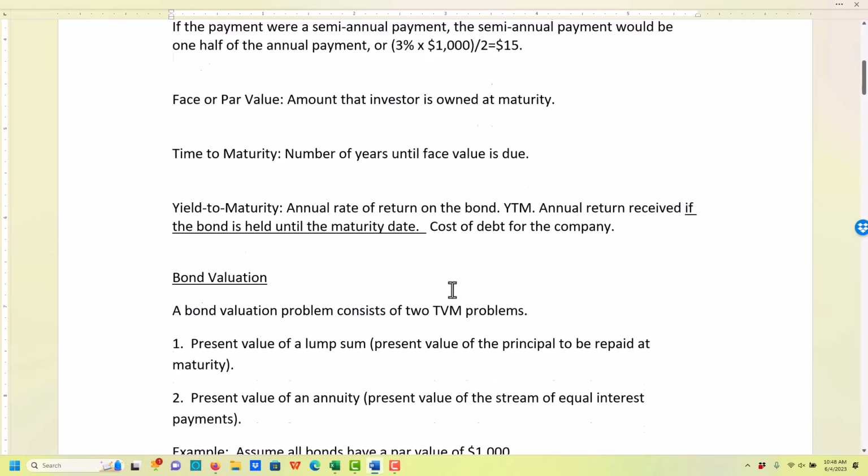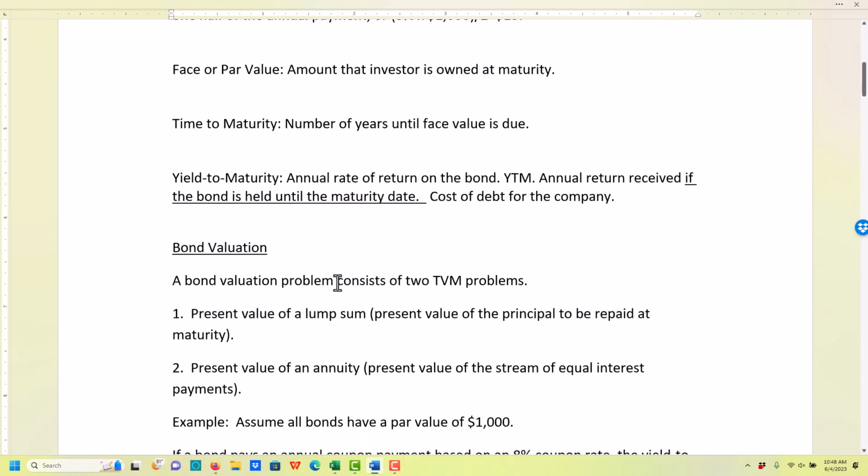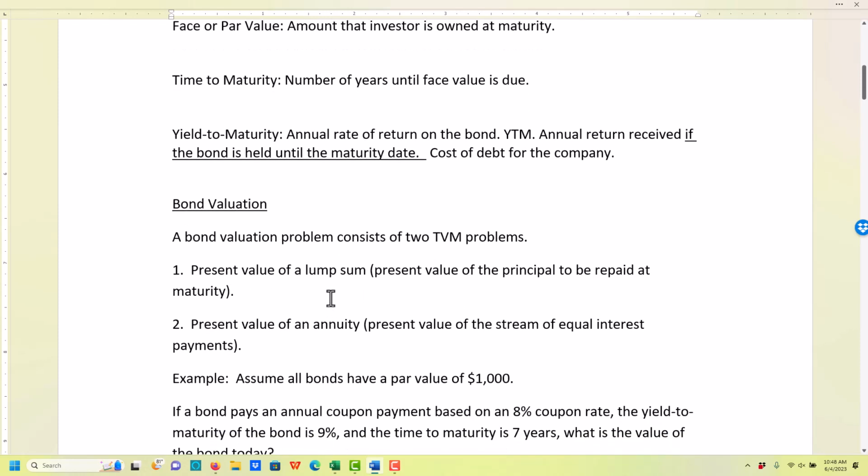So a bond valuation problem consists of two time value of money problems. It's the present value of a lump sum. So this is the present value of the principal or the face value to be repaid at maturity. And the present value of an annuity. So it's a set of equal payments for a set time period.